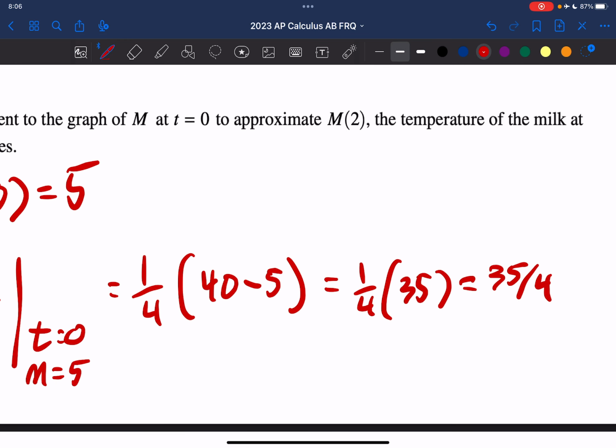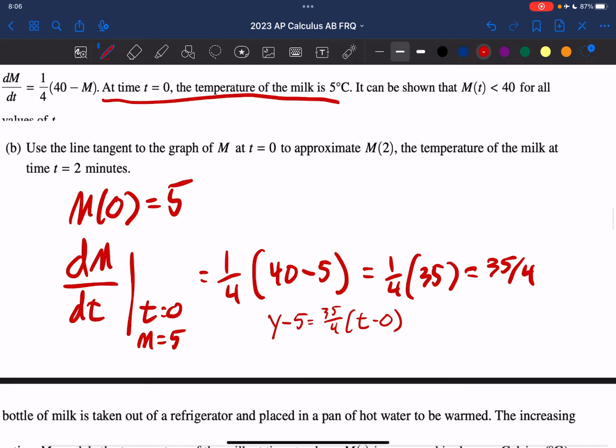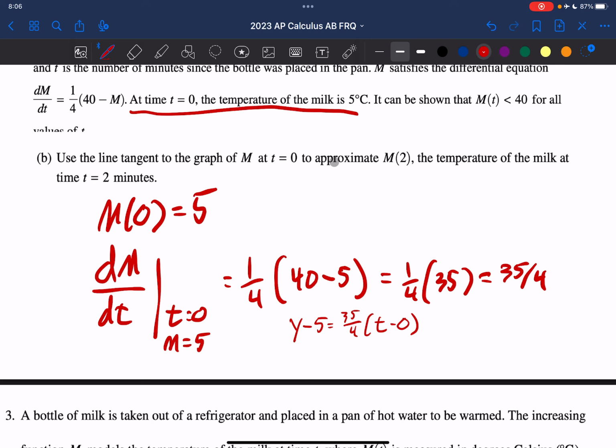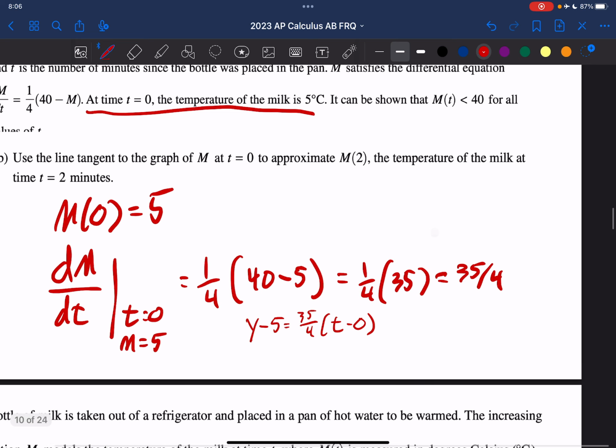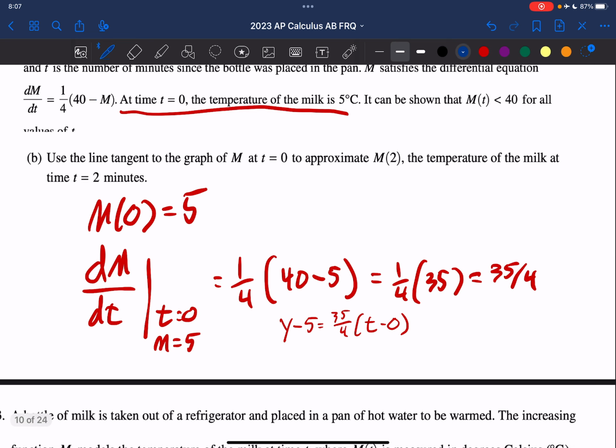When we write our tangent line, it's going to be y minus 5 equals 35 over 4. Now for some people, you don't need the minus 0 part, just need the t. That'll work just fine. That's only part of it because we want to approximate m of 2. So that means we're going to plug 2 in for t and see what we get. I guess if I'm being fair, I probably should write m right here instead of y, but I don't think the graders are going to be that particular, but we'll see.